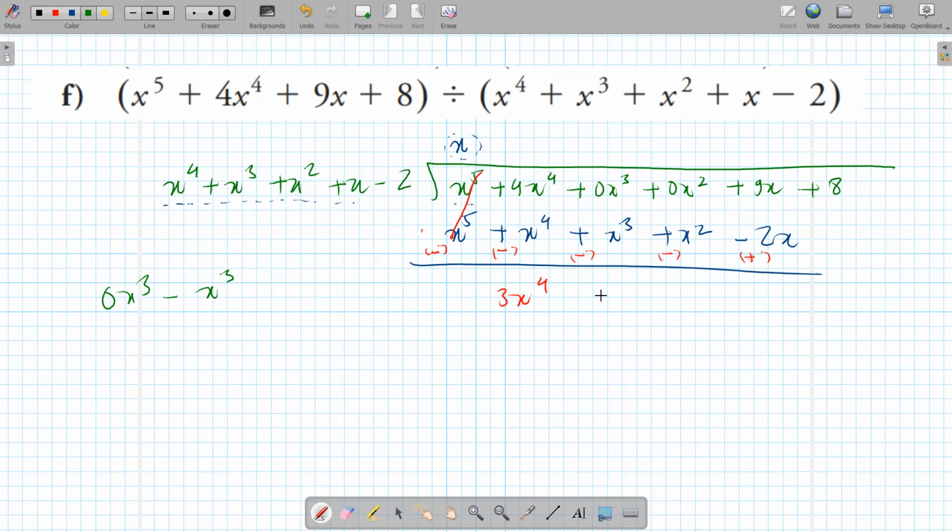Negative 1x3. Yeah, exactly. Negative x3. Same thing here. X squared minus x squared is negative x squared. 9x plus 2x. What is that? Yeah, 11x. And notice how we subtracted something here? Like we cancel this out. This thing is always going to cancel out. We're allowed to bring the next guy down, so plus 8. Now tell me, how many times does x4 go into 3x4?